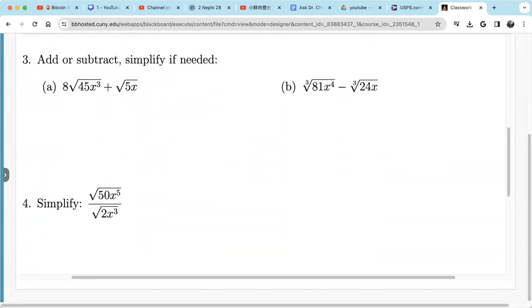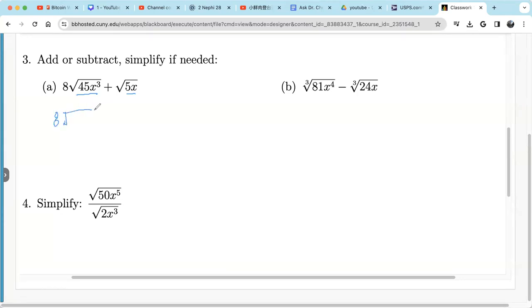Now let's see 3. 3, we want to add radicals. Right? When we add radicals, we need like radicals, which means the index is the same and the radicands are the same. So that means we need to simplify. So let's simplify this. Right, 5x cannot be simplified. The radical of 5x cannot be simplified any further. But 45x cubed under the square root sign can be simplified.